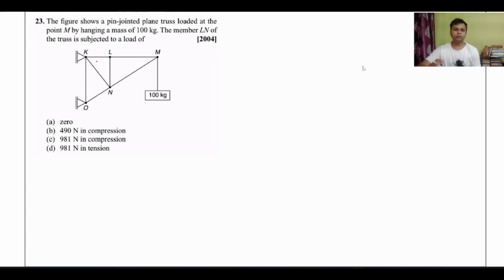This is a very simple question. Repeatedly, this kind of question has been asked. So we are using the concept that if at a joint, three members are meeting and two of them are collinear, for example at joint L, you can see there are three members, 1, 2, and 3, and two of them are collinear, 1 and 2 are collinear, then the force in the third member is 0. So force in the third member Ln is equal to 0. So very comfortably I can write it as 0.